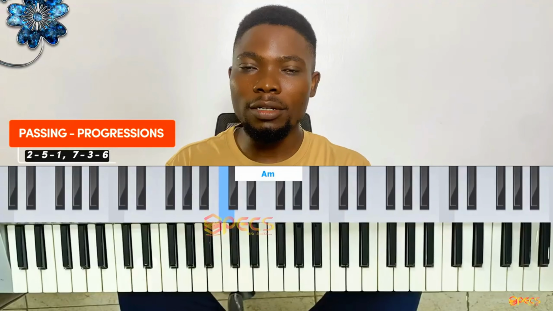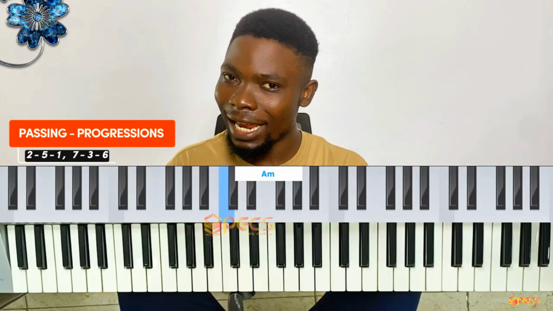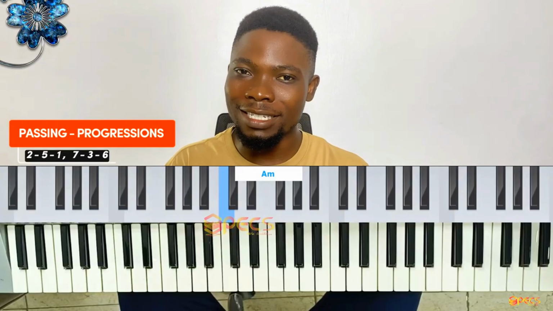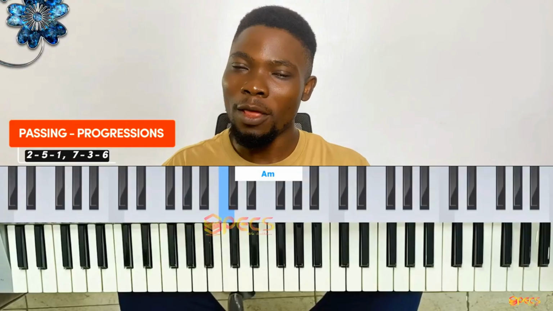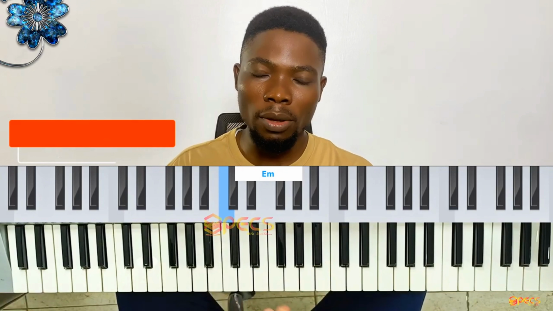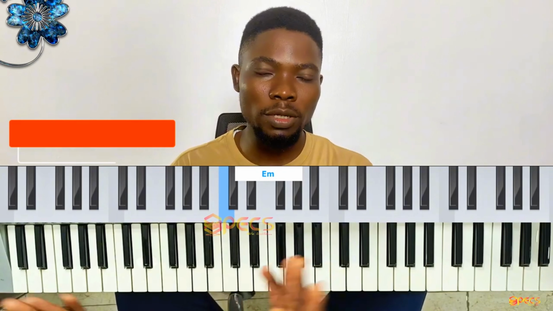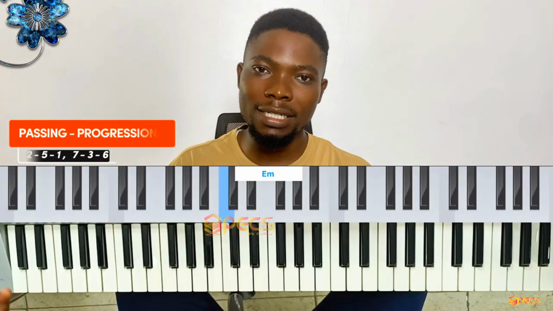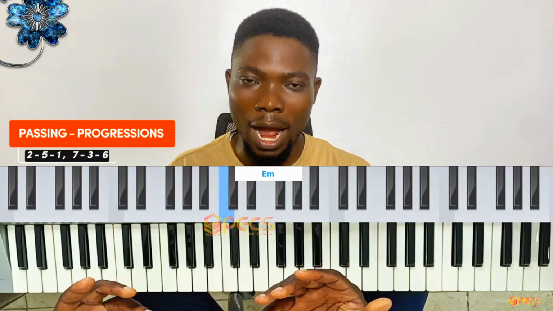But on another ground, you must see that, hey, this 7, 3, 6 is also 2, 5, 1 on the key I'm resolving to. I hope you understand. That is how this passing progression works. They are just two widely used. There are other passing progressions, but I'm not going to do that in this tutorial. But the widely used ones are the 2, 5, 1 going to a major and 7, 3, 6 going to a minor.